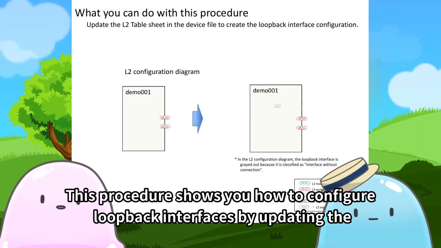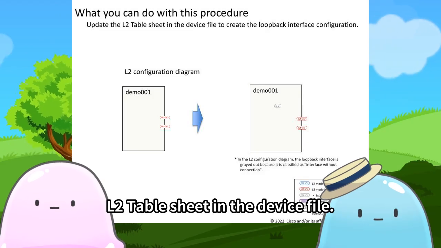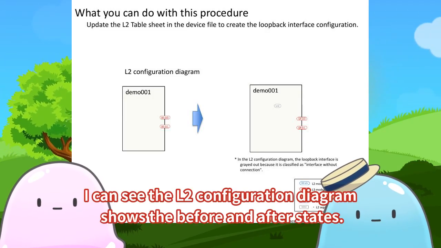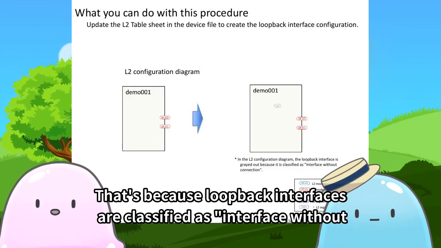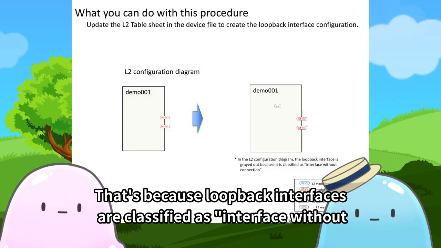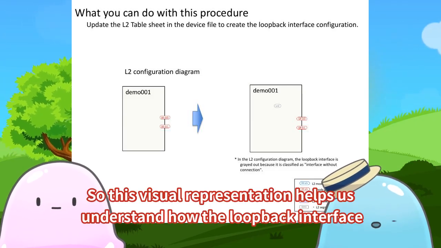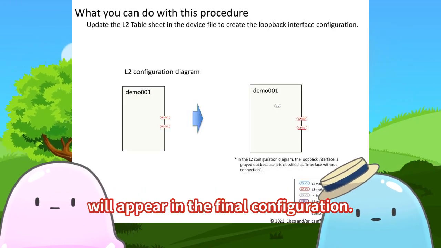This procedure shows you how to configure loopback interfaces by updating the L2 table sheet in the device file. I can see the L2 configuration diagram shows the before and after states. The loopback interface appears grayed out on the right side. Exactly. That's because loopback interfaces are classified as interface without connection in the L2 configuration diagram. So this visual representation helps us understand how the loopback interface will appear in the final configuration.